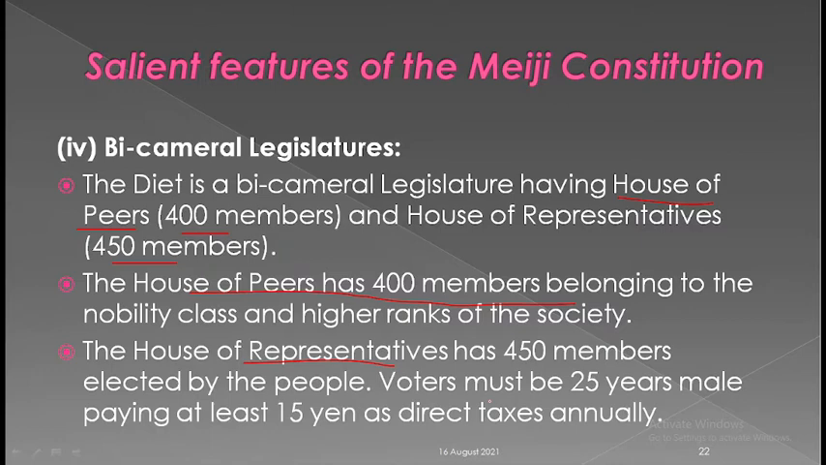Under the Constitution of Japan of 1889, voters must be a minimum of 25 years old, only male, women are not allowed, and should be paying at least 15 yen as direct taxes annually in the past 10 years. Meaning to say, voting right is given only to rich male citizens. If you don't pay 15 yen as direct taxes annually in the past 10 years, you cannot vote, even if you are male and 25 years old.